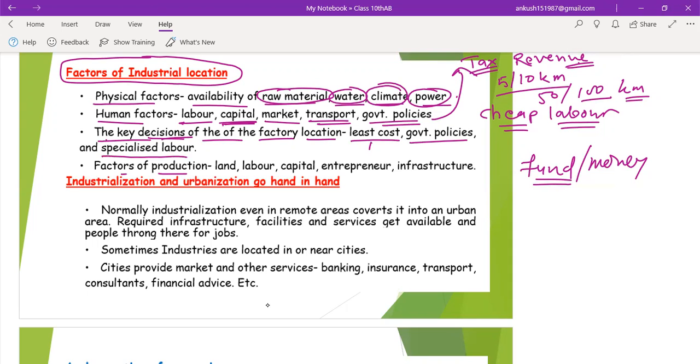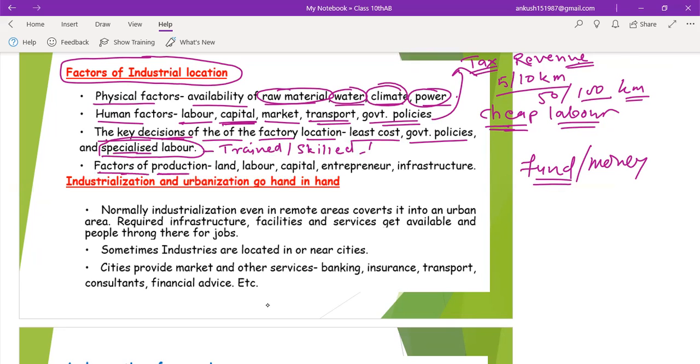Another thing is specialized labor, as we just discussed. What kind of labor can you tell? Cheap labor, okay, but what kind? Even they should be trained or skilled. Skilled. Got it? That is why the word specialized is used. Have you got it, beta?